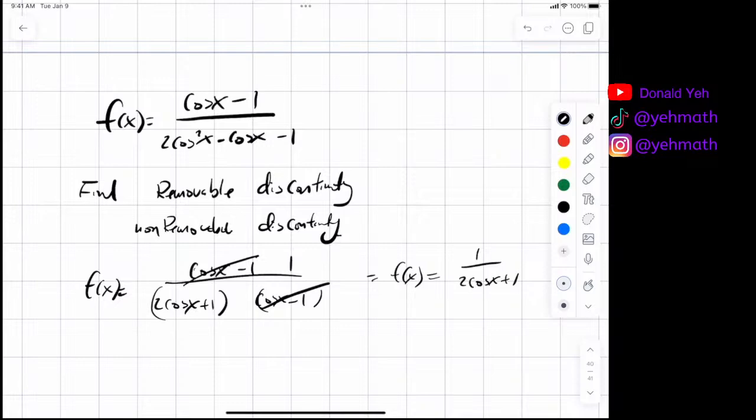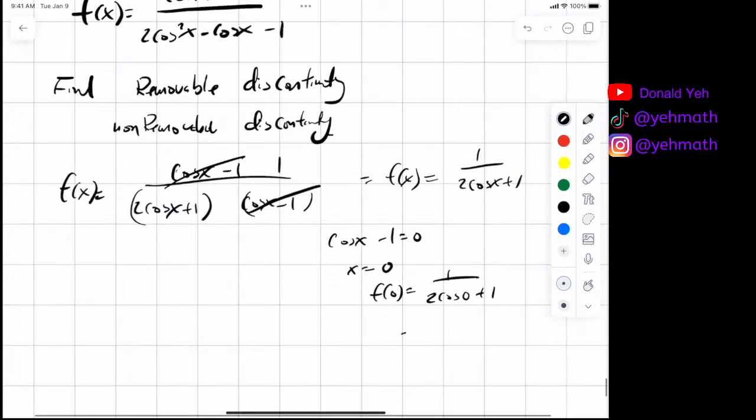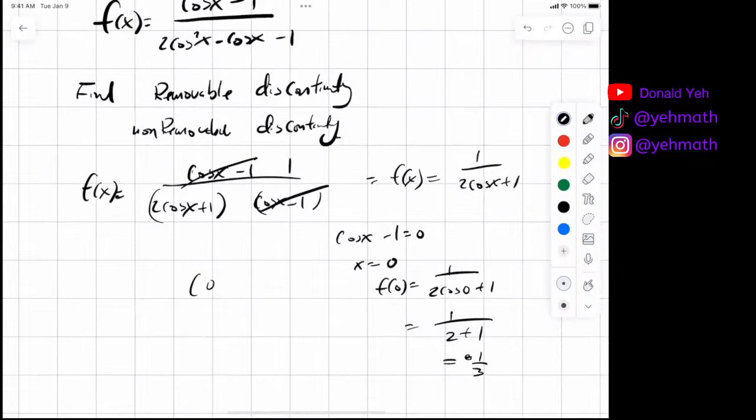So you can plug in, well, we know cosine of x minus 1 equal to 0. X is equal to 0, I believe. Then you can plug in f of 0 is equal to 1 over 2 cosine of 0 plus 1. That's equal to 1 over 2 plus 1, 1 over 3. So (0, 1/3) is the removable discontinuity.